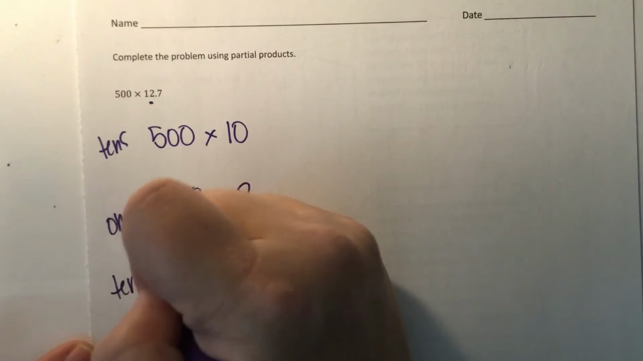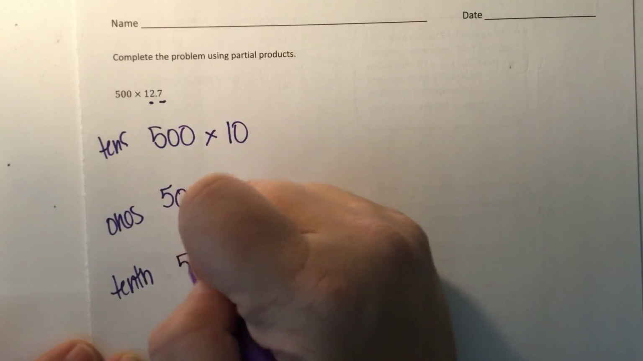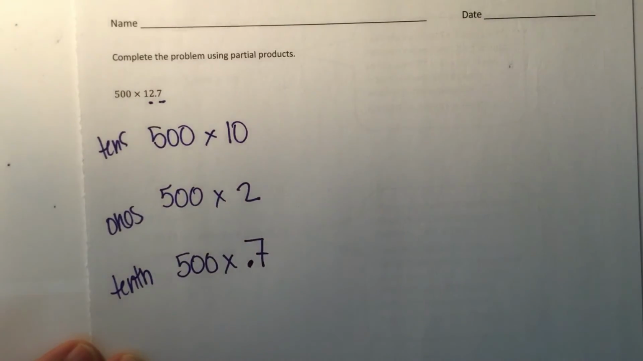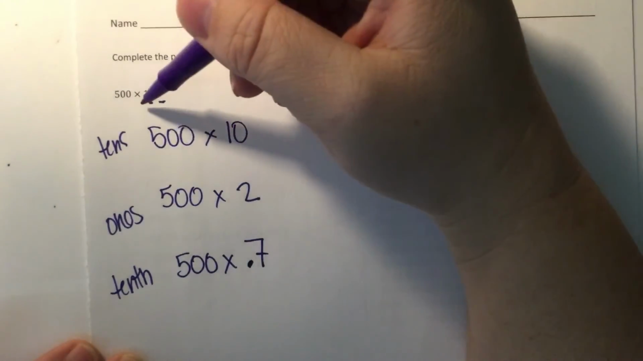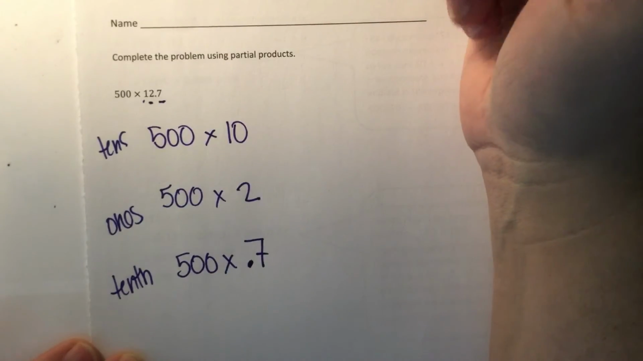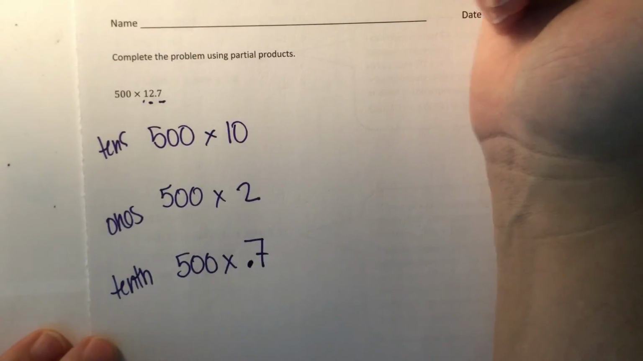And then my tenths is 500 times 0.7, okay? So remember, our tens are just whatever's there, with a 0 after it. 2 singles, our ones are our ones, and our tenths is right there, okay?